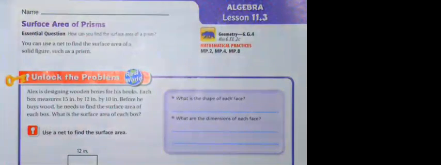Okay, class. Another lesson today. We're going to go over lesson 11.3 and 11.4 today. It's going to be the surface area of prisms.